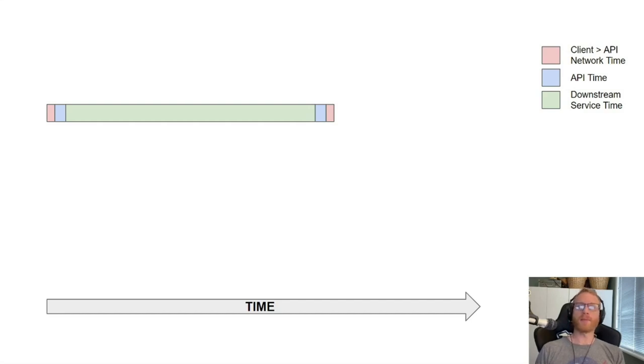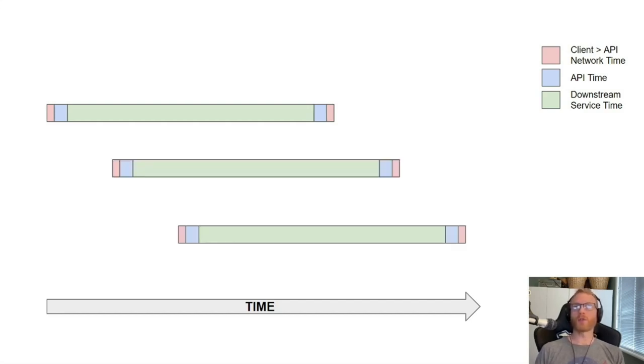What happens if we have 3 of these requests come in within a short period of time? This has a completely different impact on the performance of our API because we now have 3 network connections open at the same time, definitely.